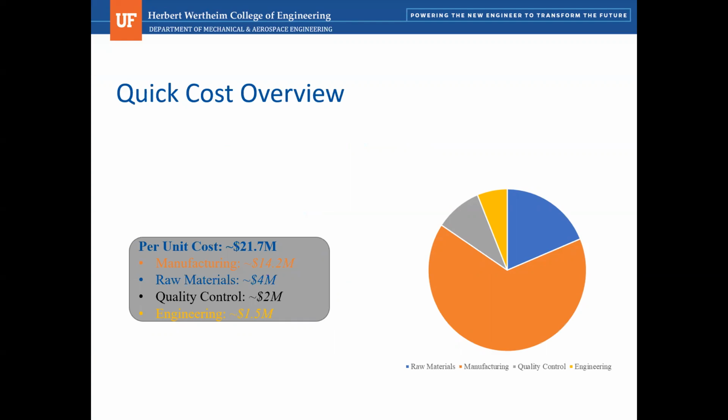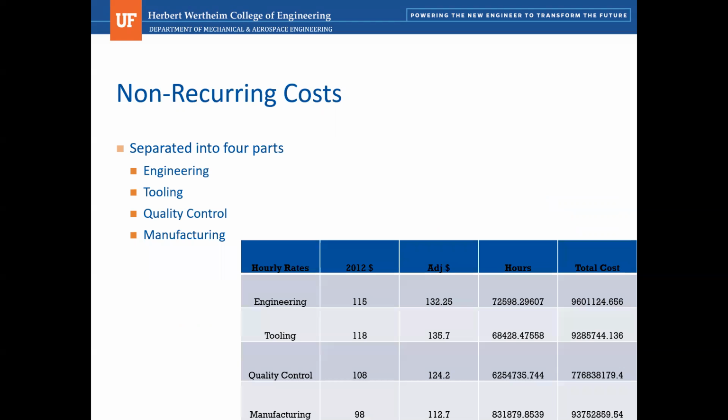The per unit cost of acquiring one of these A55 Vultures is around $21.7 million, with manufacturing taking over 2/3 of that. Raw materials, $4 million, quality control, $2 million, and engineering, $1.5 million.